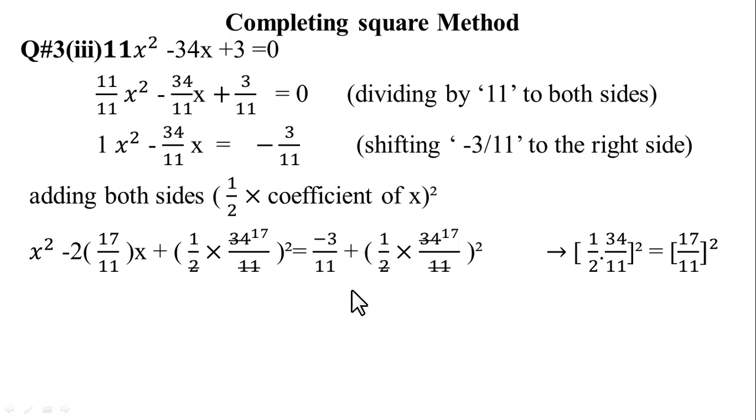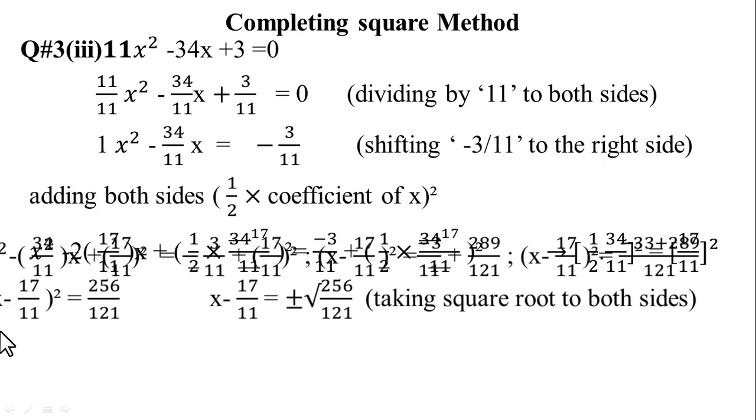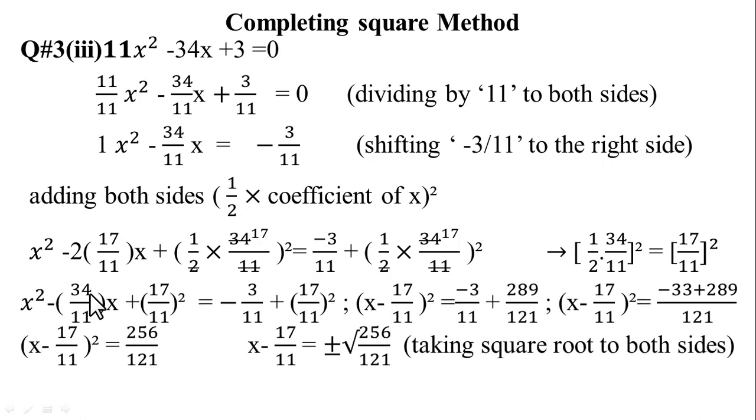Then we have arranged into whole square. We have x square minus 34 upon 11x plus 17 upon 11 whole square is equal to minus 3 upon 11 plus 17 upon 11 whole square. Here we can see that a square minus 2ab plus b square, so we can write that a minus b whole square. Then we have x minus 17 upon 11 whole square.